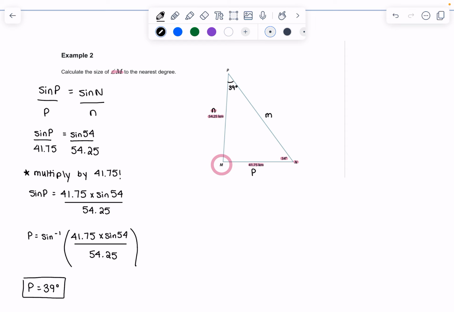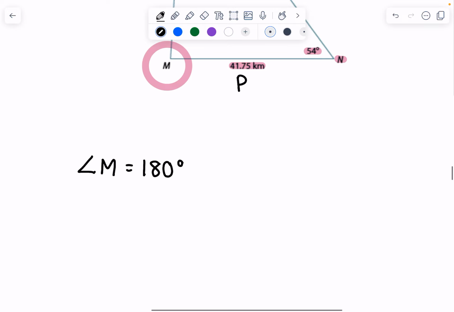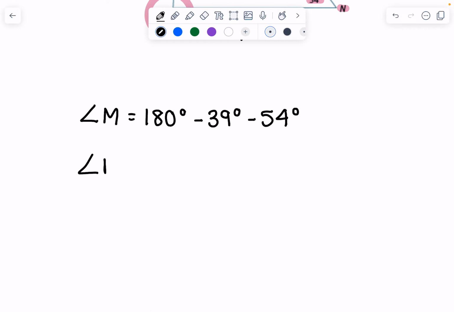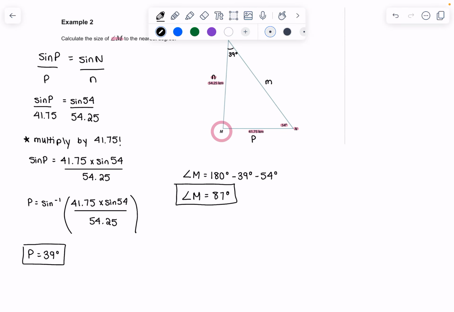What will actually help us is we know the other two angles, so we can take angle M, and understanding that they all have to add up to 180, we can just go ahead and subtract the other two angles. This will give you your final result, which is 87 degrees. And there's your final answer.